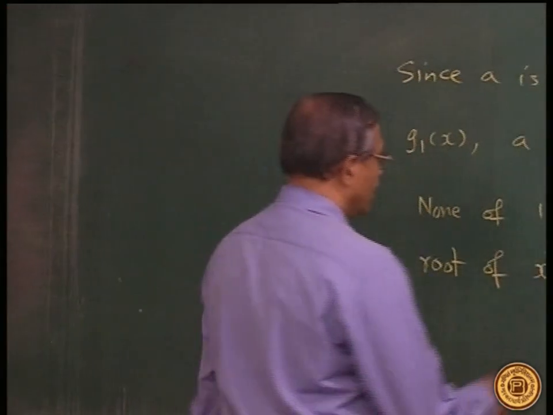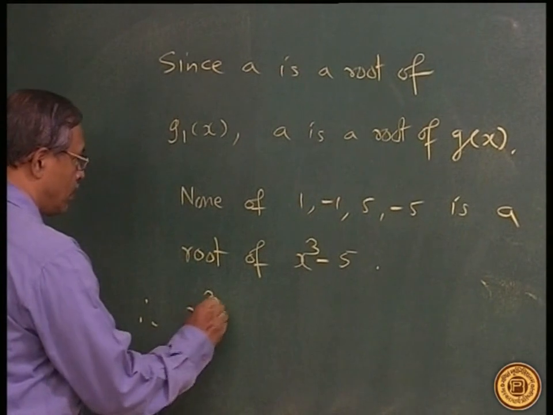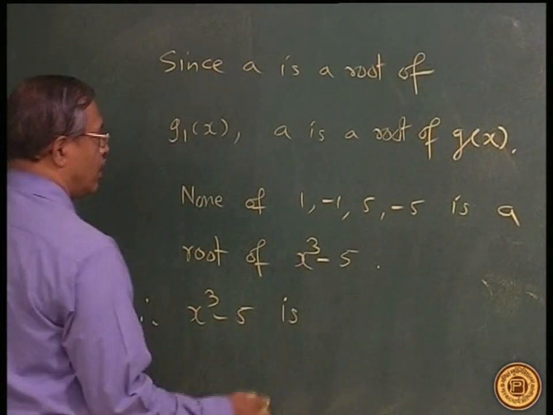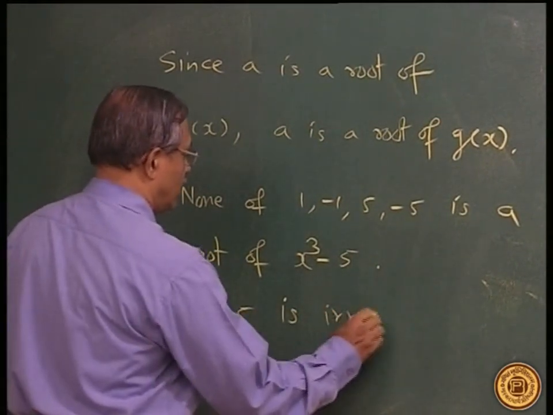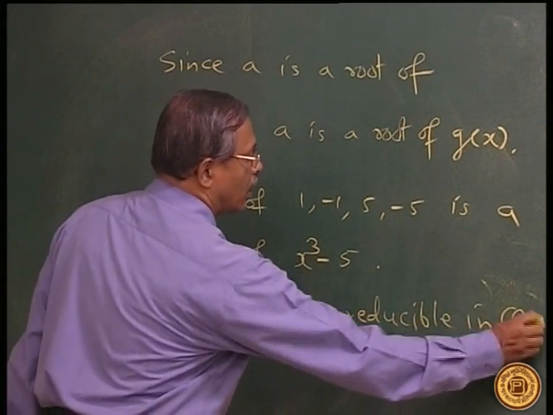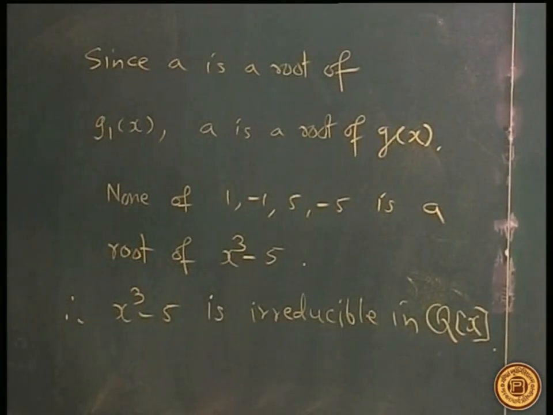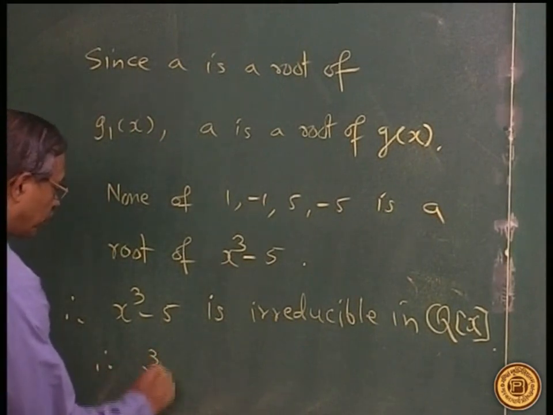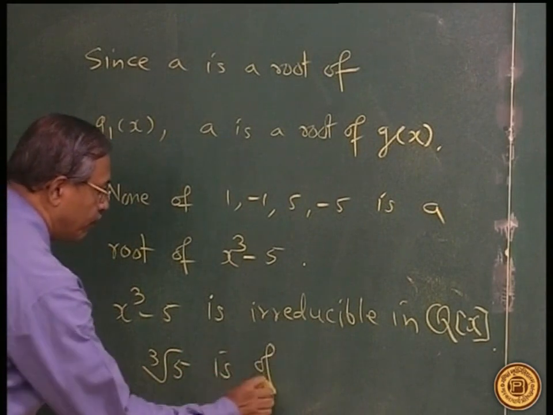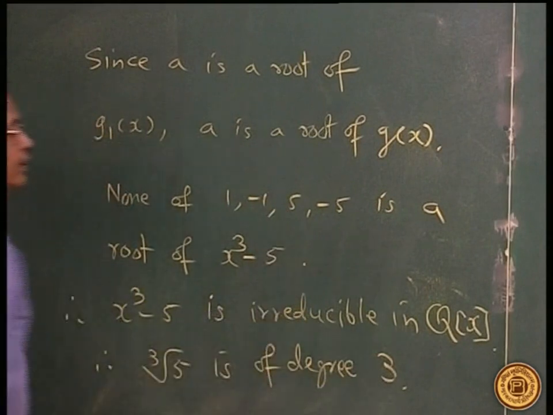Okay. So that shows that this is irreducible in Q[x]. This cannot be factorized over Q. Therefore, cube root of 5 is of degree 3. It's an algebraic number of degree 3.